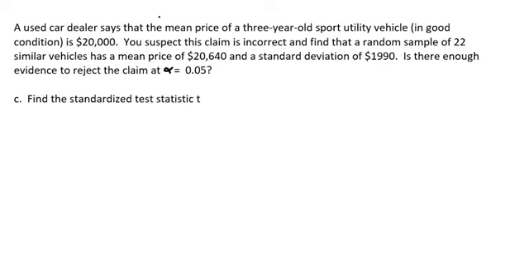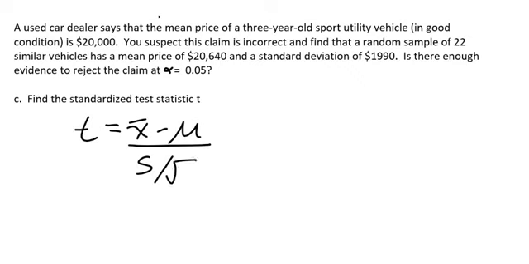Part C, find the standardized test statistic t. The formula for finding our standardized test statistic is t equals x bar minus mu divided by the standard deviation, all divided by the square root of n. So let's plug in our numbers.